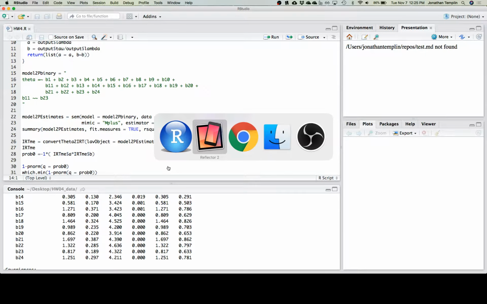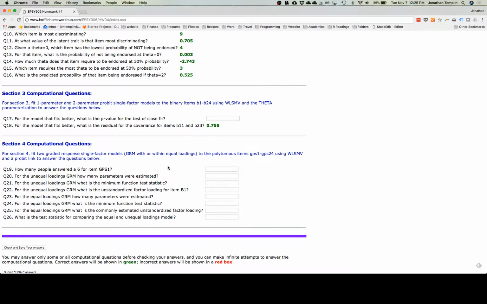Okay. Actually, I can talk about it. Sorry, Bishi. How many items are there? So it says here, for the unequal loadings graded response model, how many parameters are estimated? To answer that question, you need to know how many factor loadings and how many thresholds there are. There are 24 items in the analysis. So how many factor loadings with one factor? 24. Each item gets a factor loading.